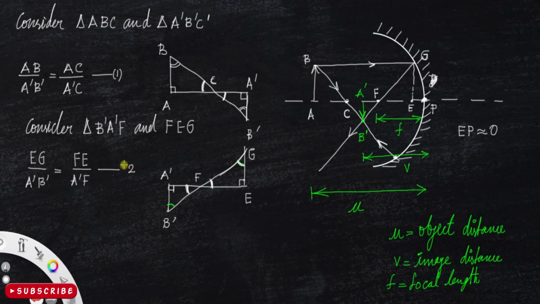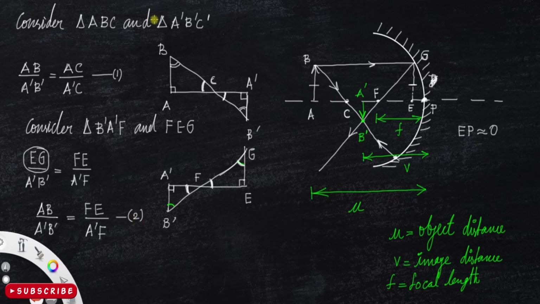So let me rewrite this EG. When you look at the figure, this AB and EG remain the same because they are between the same parallels. So I can replace this EG with AB. So AB by A dash B dash is equal to FE by A dash F. Call this equation number 2.